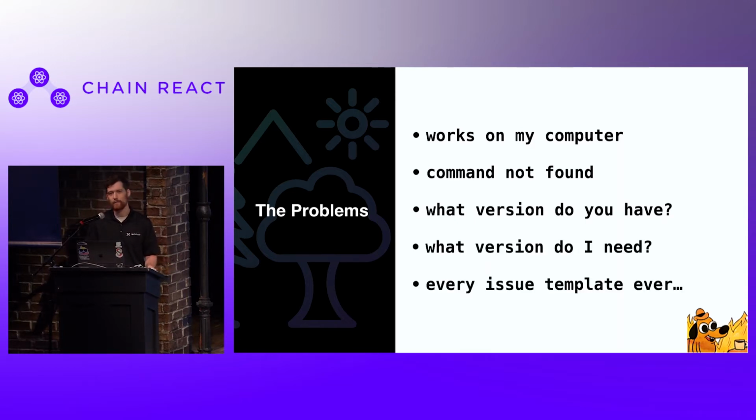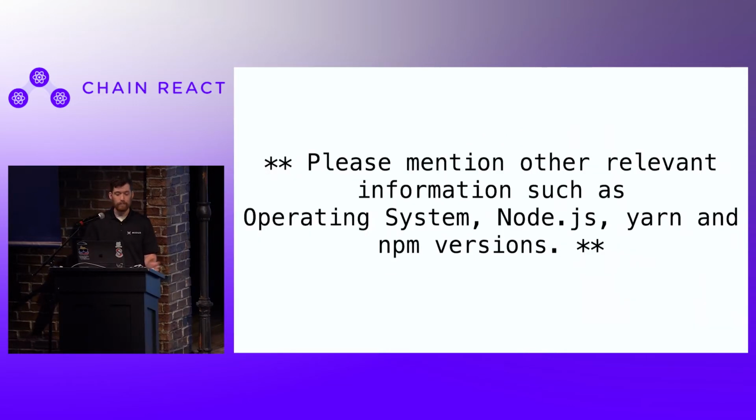And every issue template ever on GitHub: please mention other relevant information, such as operating system, Node.js, Yarn, and NPM versions. How many of you have seen that? Everyone put your hands up.